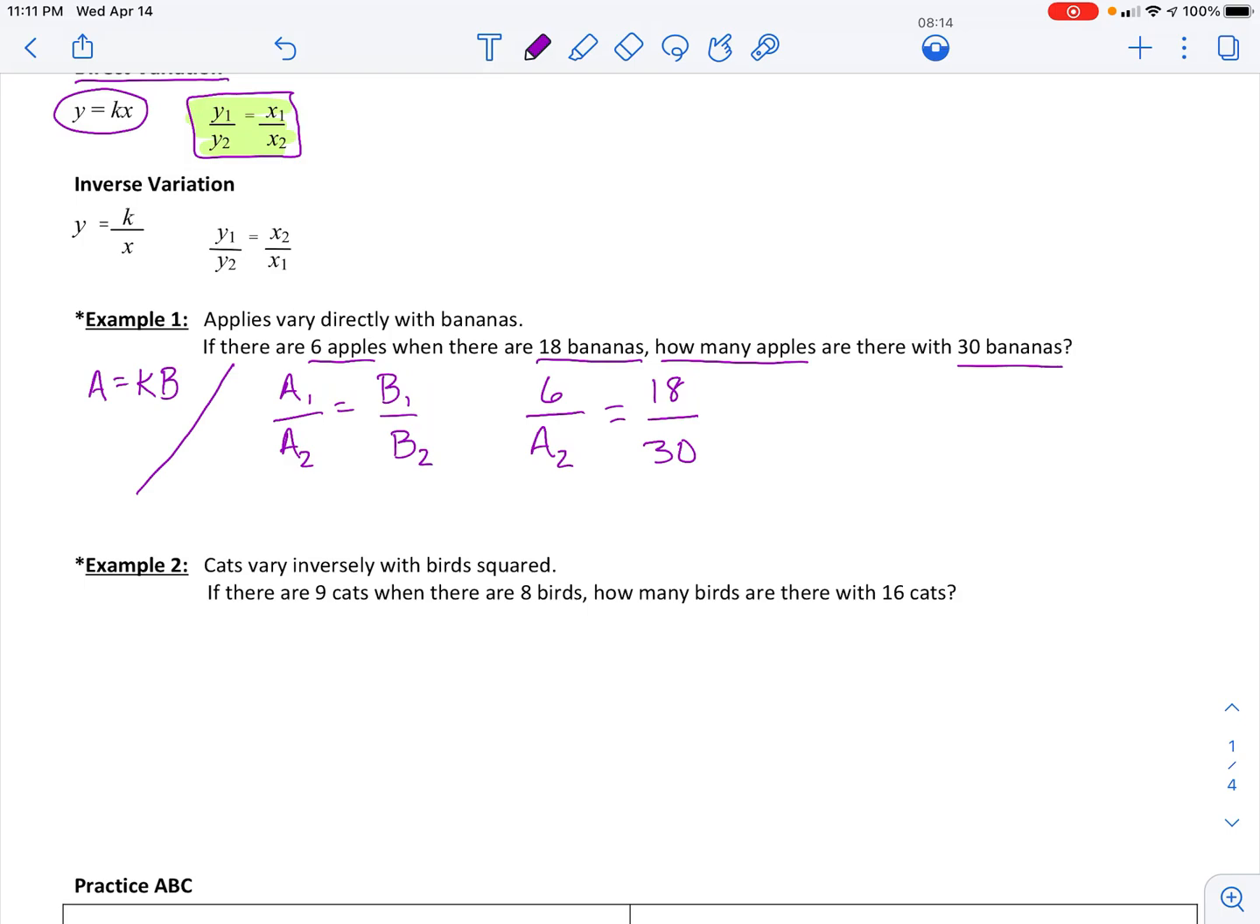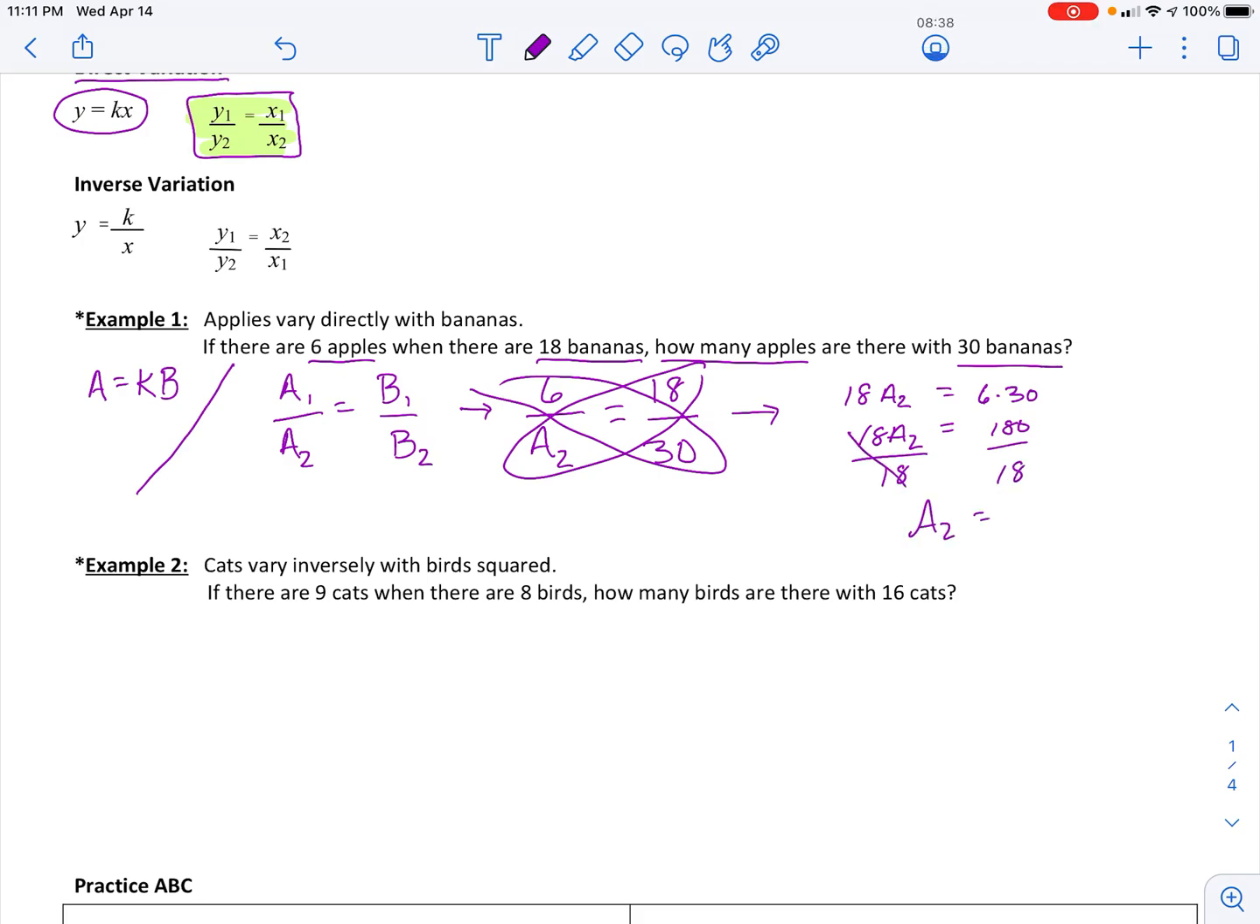So let's go ahead and do that. I'm just going to put little arrows here so you can follow my trail. So we do 18, we do our cross products here, right? We just multiply cross products, equals 6 times 30, which is going to be 180. And if you solve this to the end, you're going to have 10. So there are 10 apples when you have 30 bananas.